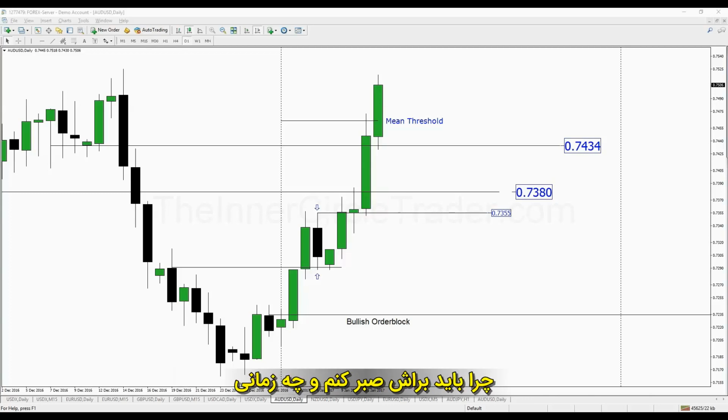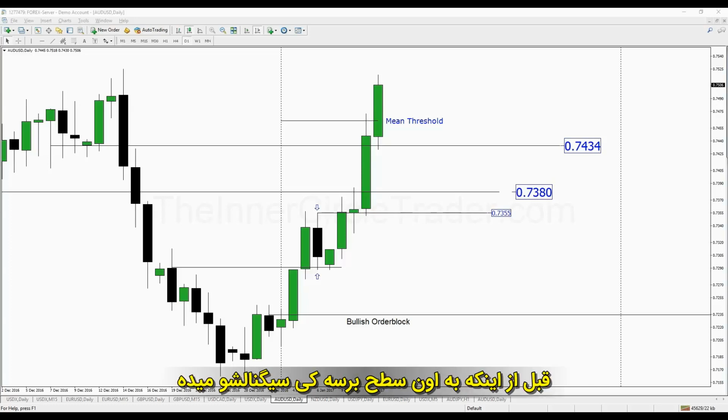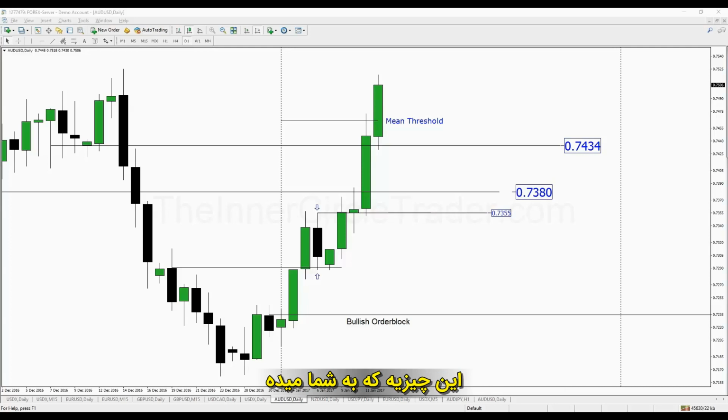Why do I have to wait for it? And how much time will it take for it to happen? When is it most likely to occur? Where is that signal going to form before it even gets to that price level? That's what this gives you. It gives you every bit of clarity that you don't have right now.